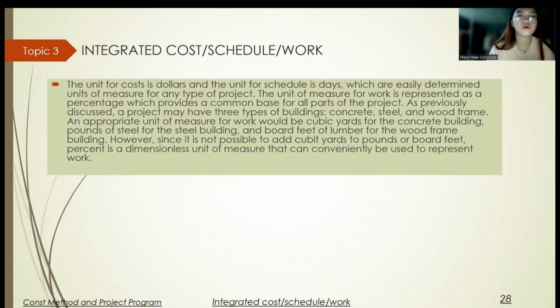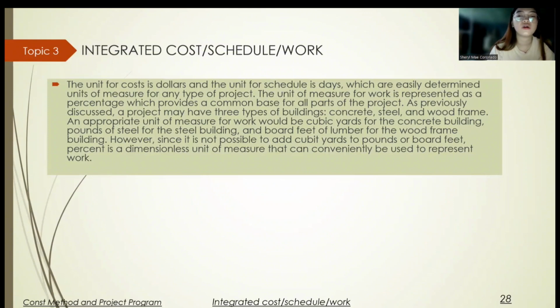The unit of cost is dollars and the unit of schedule is days, which are easily determined units of measure for any type of project. The unit of measure of work is presented as the percentage, which provides a common base for all parts of the project. As previously discussed, a project may have three types of buildings.